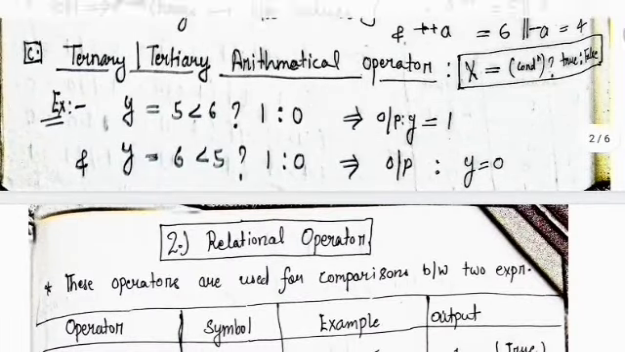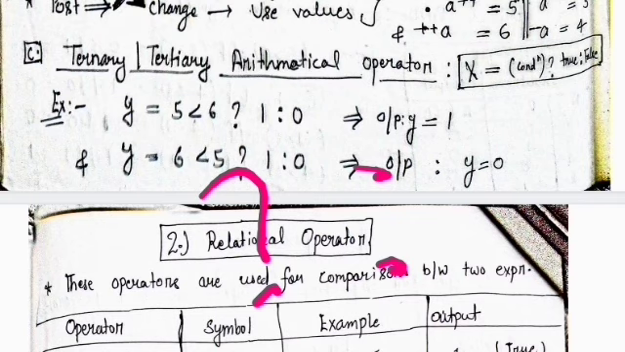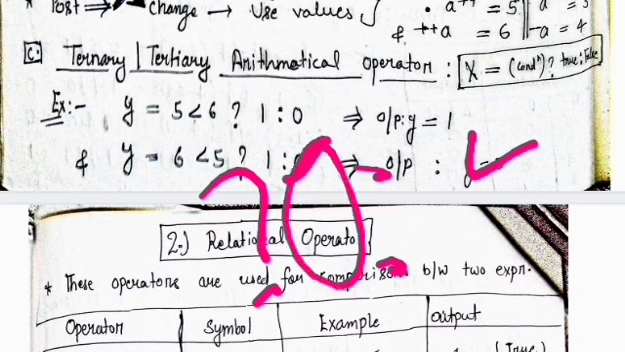Now come to the ternary operator. In the case of the ternary operator we use conditional expressions like a question mark and colon. Here colon is used for separating the values of true and false. If the condition is true, then this is going to be output, else the other is going to be output like this.